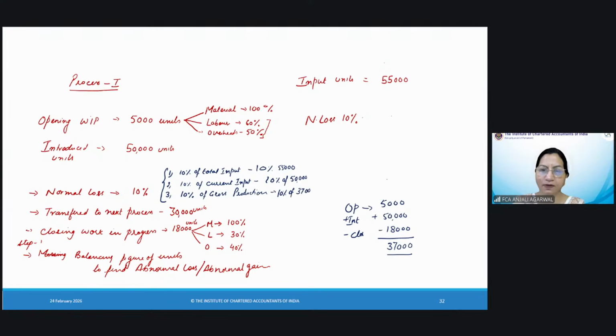in this example. Okay. So these are the three possibilities of how normal loss can be calculated: 10% of total input, 10% of units currently introduced in the process, or 10% of gross production. If it is total input, loss will be on 55,000 units. If it is current input, loss will be on 50,000 units. If it is on gross production, you will have to calculate gross production by taking opening stocks plus introduced less closing. That will give you gross production 37,000.